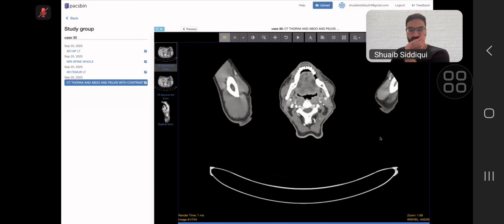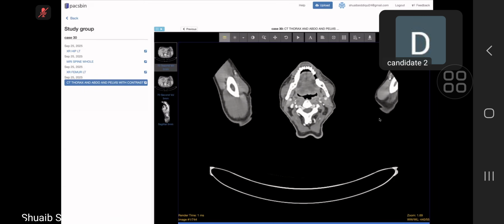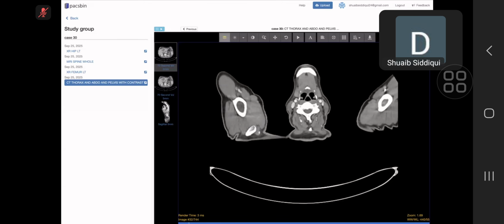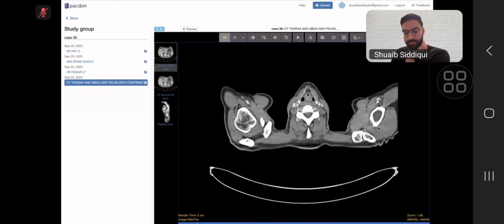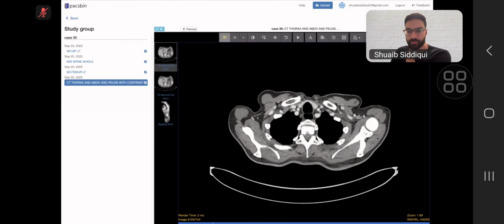So what do you notice in the thorax? I will also check the head and the neck if there is any evidence. Look in the thorax, please. Sorry. Look in the thorax. What do you think of the thorax?